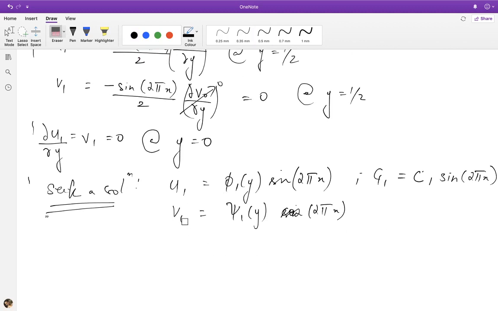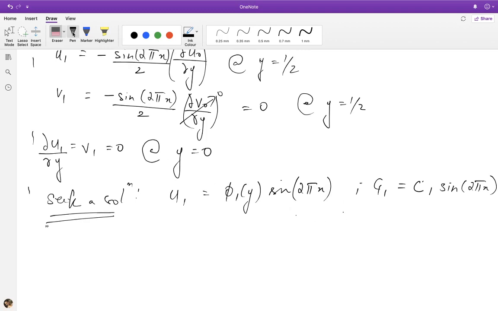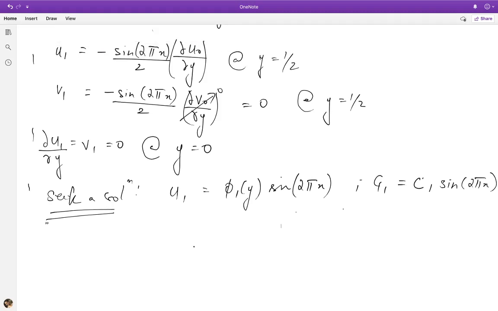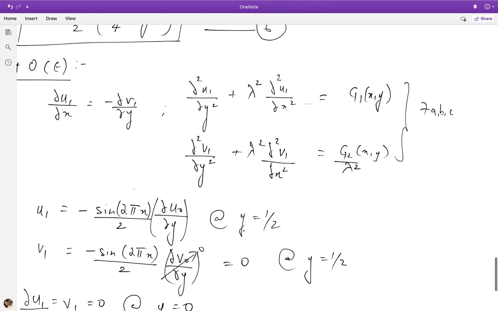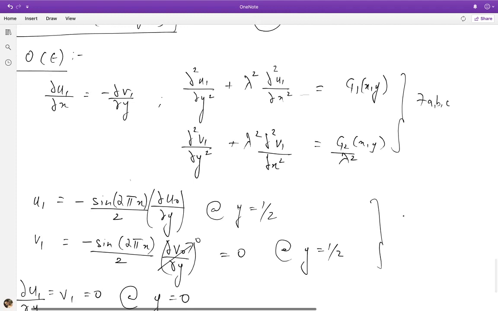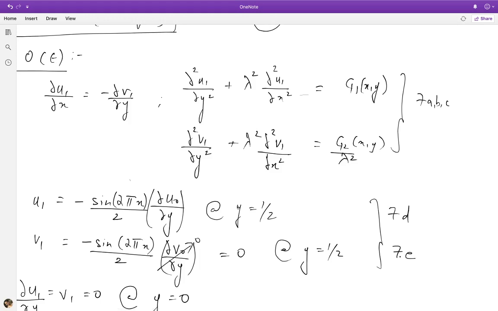So let's not yet specify anything for v1. Alright, so let's start from here and just substitute this ansatz into the governing equations at the boundary, specifically into equation 7a and the corresponding boundary conditions. Let me just call them 7d and 7e.